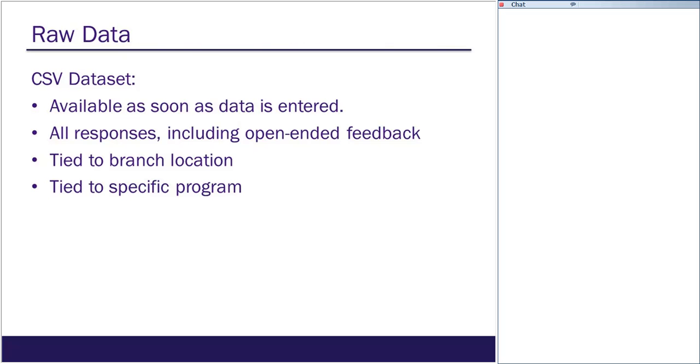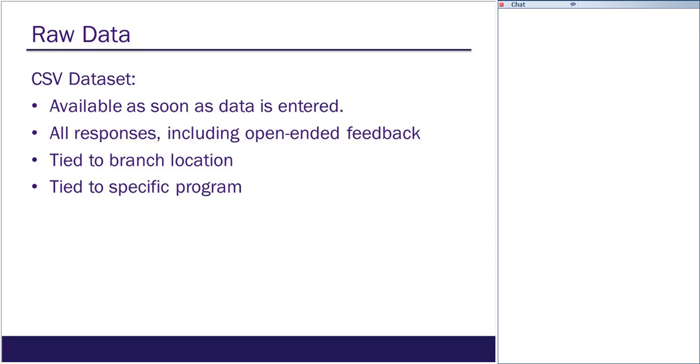So let's talk about what's included in the raw data, the CSV data set. This information is available to you as soon as you start entering data. You don't have to wait until you're completely done with all of the programs, if there's several programs. As soon as you start entering data, you can see these results.